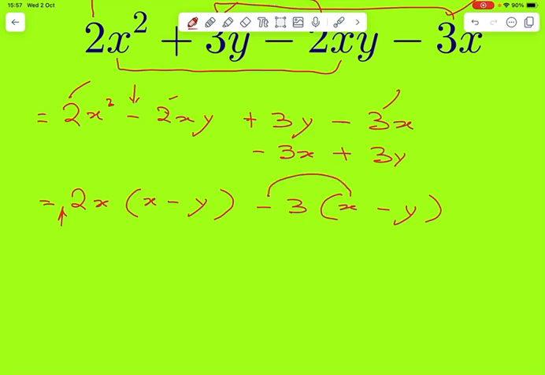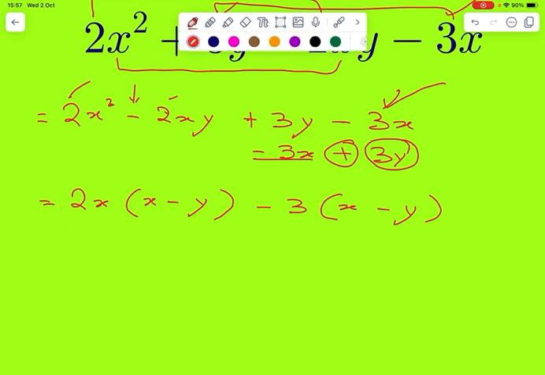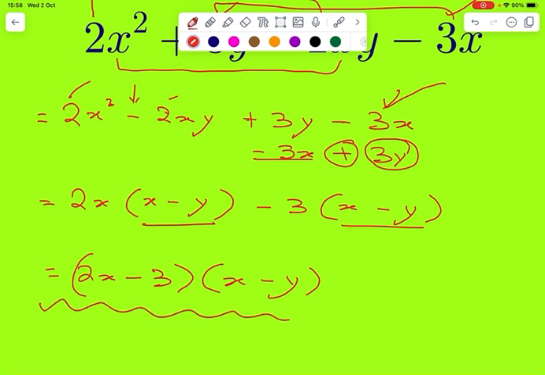All right, let's check. Negative 3 times x gives you negative 3x. Good. And negative 3 multiplied by negative y gives you positive 3y. Sounds good. So our next step is to further factorize it. We have x minus y, we have x minus y. So that means we have 2x minus 3 bracket x minus y. This is your final factorization.